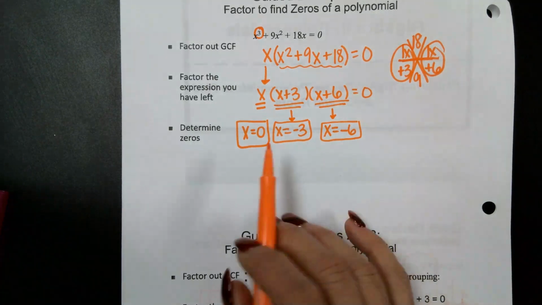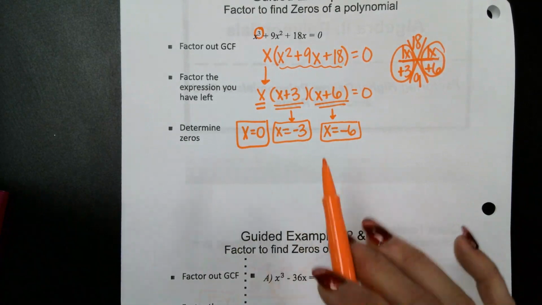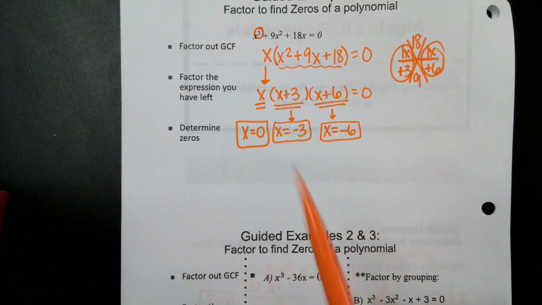Okay? It's just you guys haven't seen a lot of x equals 0s. You've been seeing these two. You just haven't had anything out front. Well, now you're probably going to have something out front, which just gives you a third possible answer.